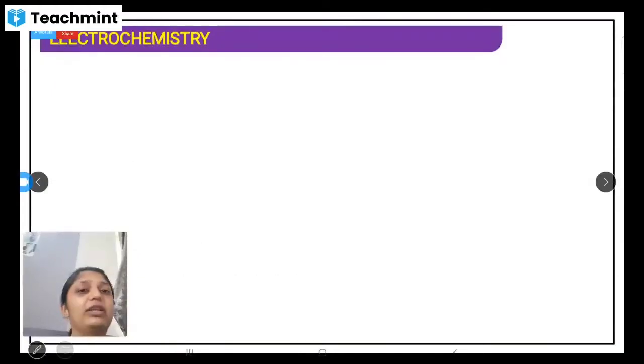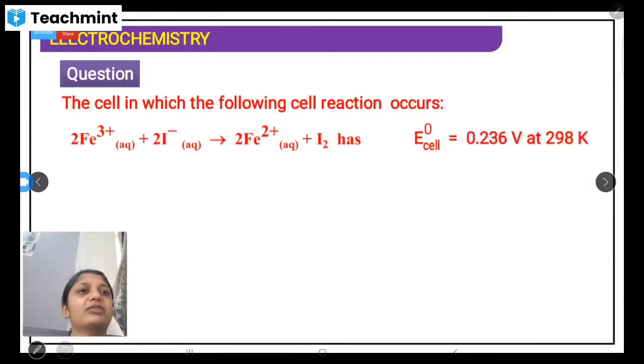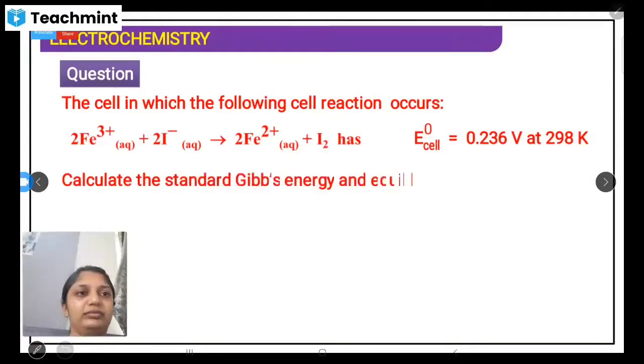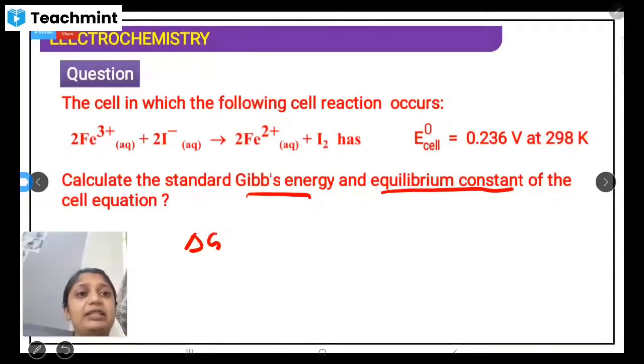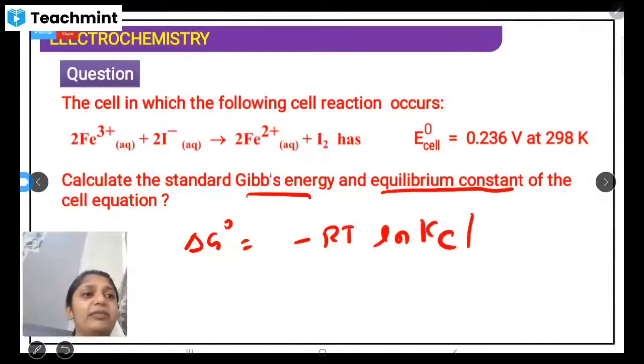કિલો જૂલમાં પણ કન્વર્ટ કરી દેવાય 1000 થી ડિવાઇડ કરીને. Next question, students. Relation between Gibbs free energy and equilibrium constant વાળી formula apply કરવાની છે. So delta G naught is equal to minus RT ln Kc. This formula we can apply.